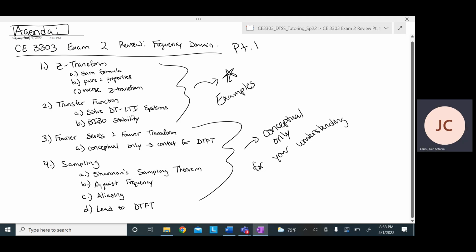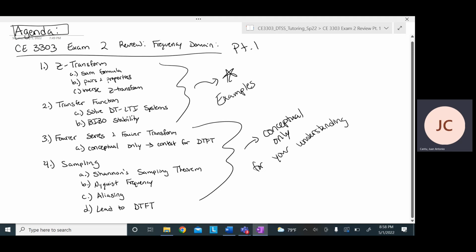From there, we'll go into the transfer function, what it is, what it means, why it's important. We'll learn how to solve DT-LTI systems using the transfer function, and of course, how to determine if a system is stable using a transfer function. And these first two topics, I put a star by them because I will have plenty of examples for those, and these are what's very important for your test in terms of actual examples.